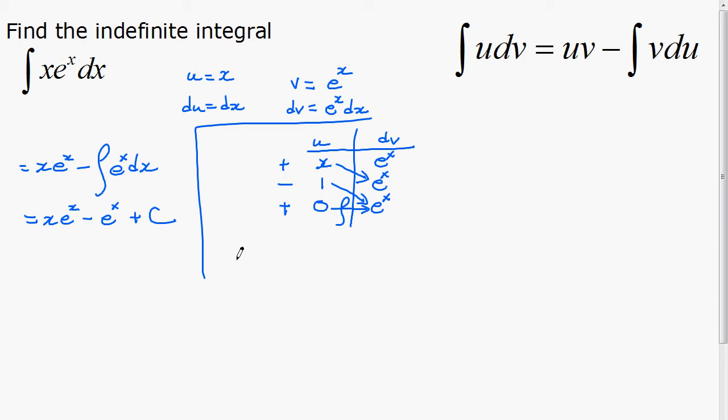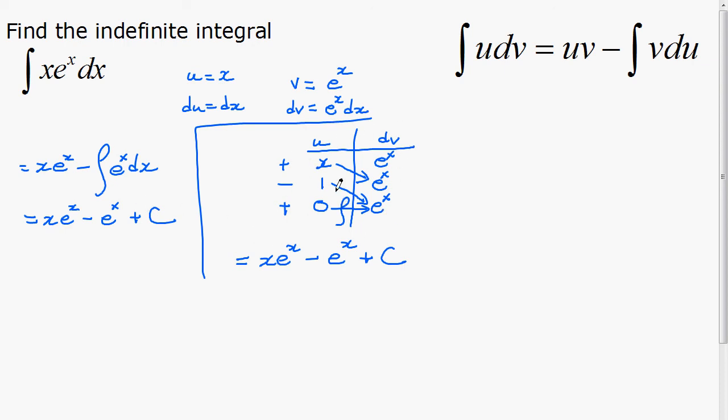Now we can simply write our answer. x times e to the x minus 1 times e to the x plus the integral of 0 times e to the x, which is the integral of 0. The integral of 0 is a constant, so that just means plus c. And you see we get the same result.